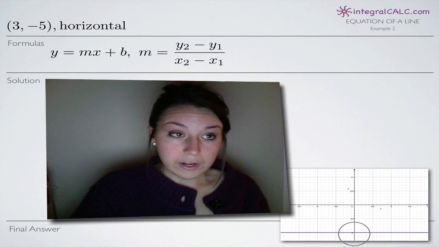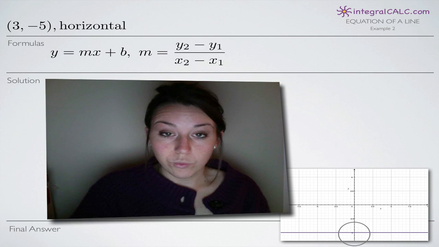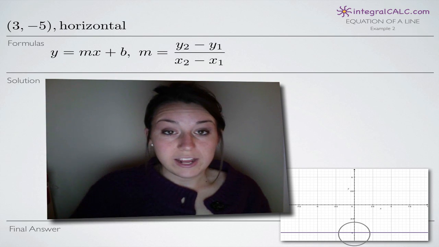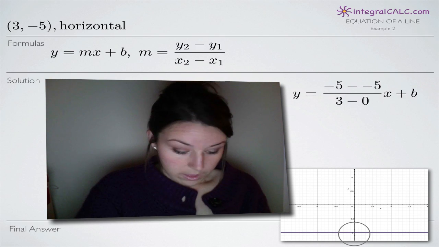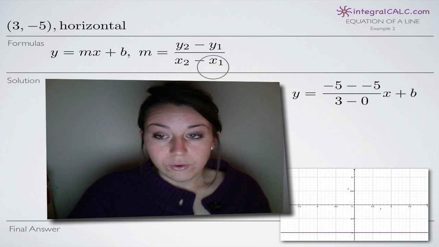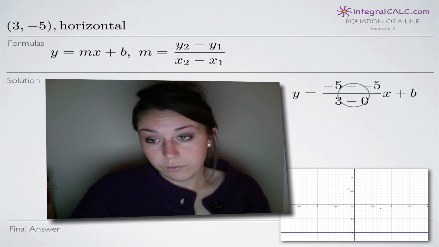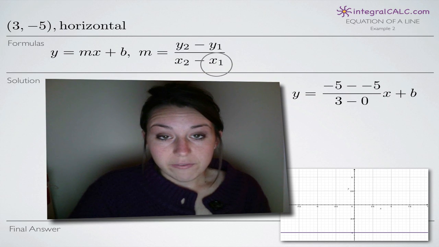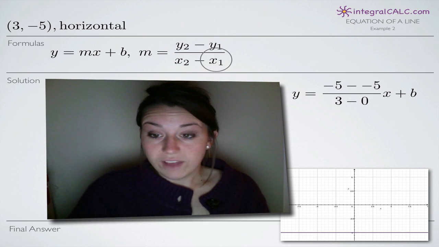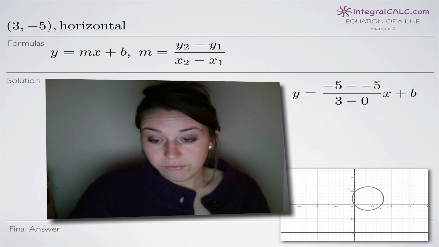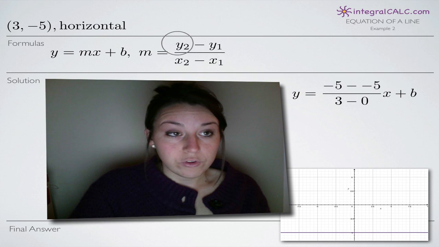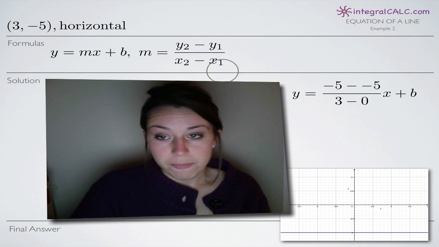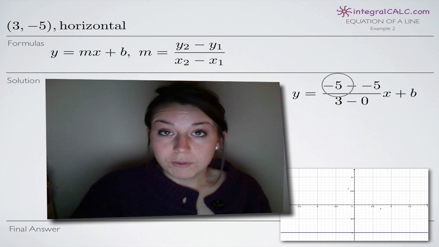So our first point will be (3, -5), so x₁, y₁ will be (3, -5), and x₂, y₂ will be (0, -5). When we plug in those values for m, we have here x₁, y₁, which will be the point that we found using the graph, so that's (0, -5), right here where it intersects the y-axis. And for x₂, y₂, we'll use our original point (3, -5). So we plug in those four values.